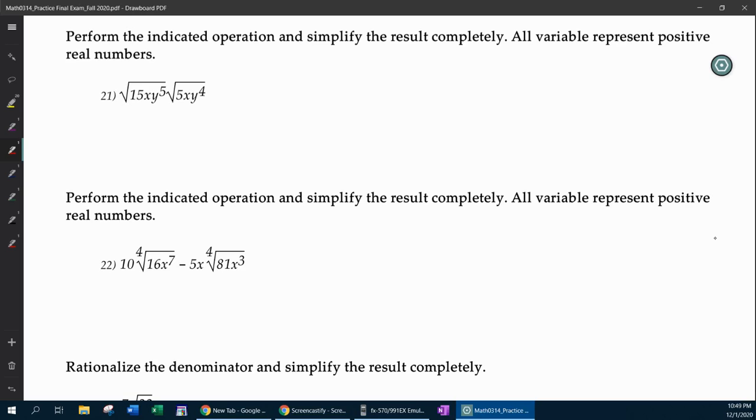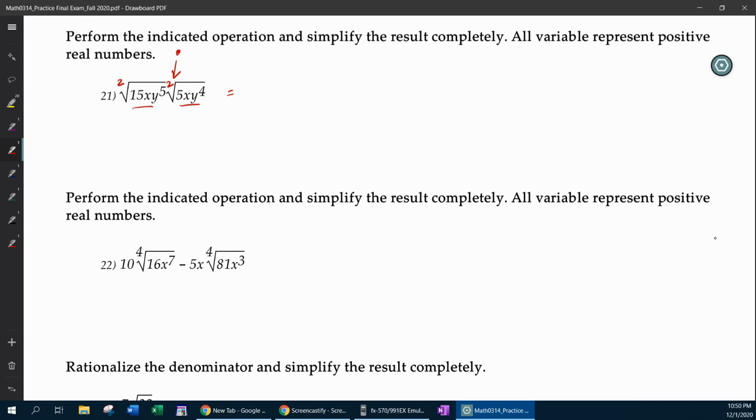Number 21, the indicated operation is multiplication. Remember, to multiply radicals, they have to have the same index. Here, these are both square roots, so they do both have an index of 2. And that means I can go ahead and multiply these radicals together. So we're going to multiply the radicands, the stuff under the radical, and that will give me one single square root.